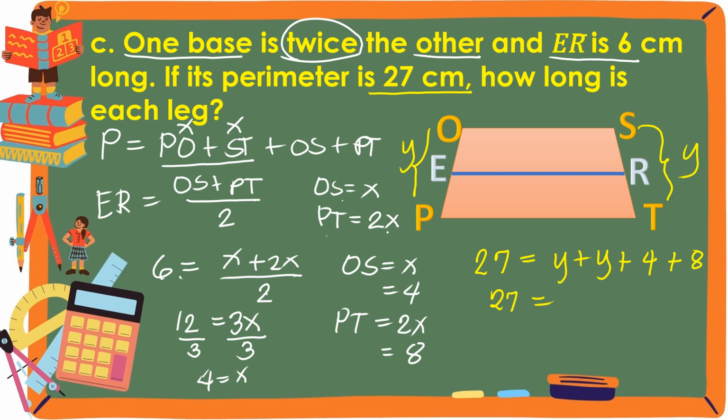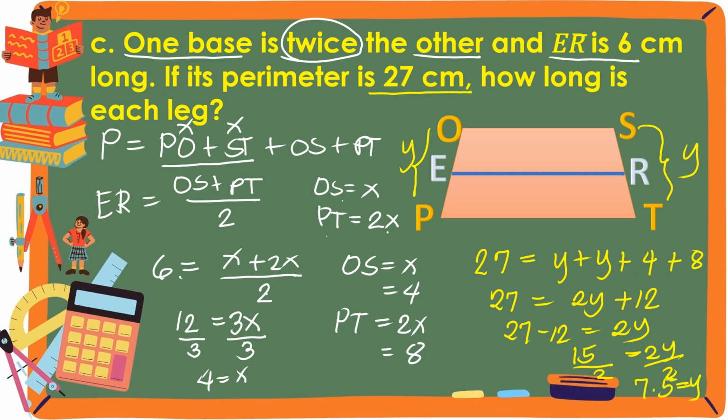So 27 equals Y plus Y is 2Y plus 12. So, transpose lang natin. 27 minus 12 equals 2Y. So, this will be 15 equals your 2Y. Then, divide both sides by 2. Ayan, wala na tayong space sa blackboard natin. So, Y is equal to 15 divided by 2 ay 7.5. So, ang dimension o yung ating leg, ang sagot natin dyan ay 7.5. So, yan. Sana nasundan nyo.